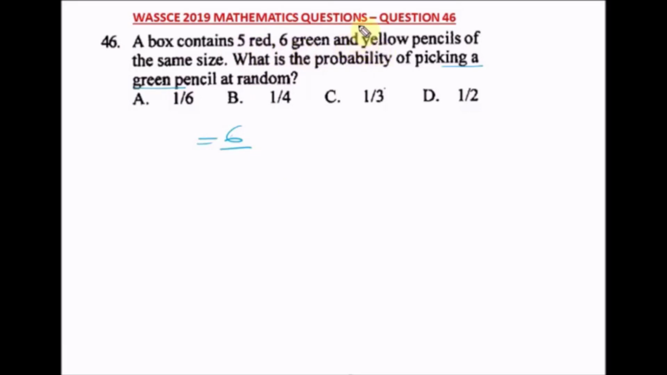Oh, okay, there's a typo here. There's supposed to be a 7 here, 7 yellow. Okay, this is a typo that we missed out. So there's a 7 yellow. So we have 5 plus 6 is 11, and 11 plus 7 will give us 18. So we have 6 over 18. How many times will 6 go here? 6 will go here 1, 6 will go here 3 times. So probability of green is 1 over 3. So this is our answer. Our right option is option C.